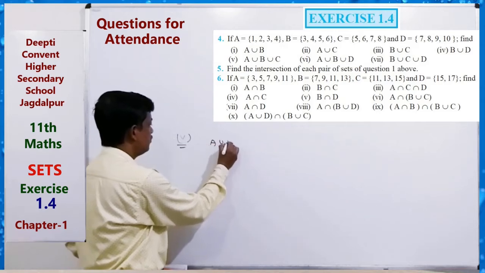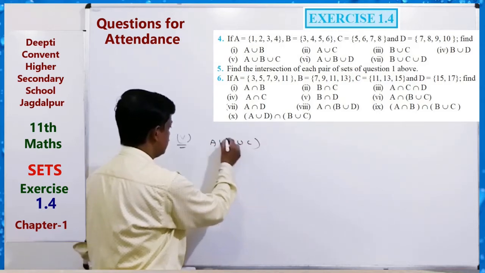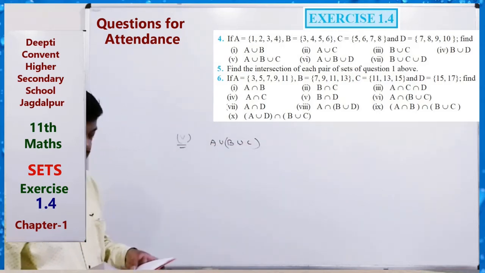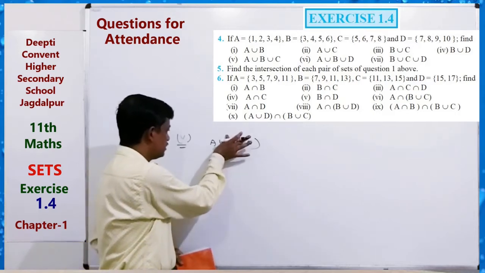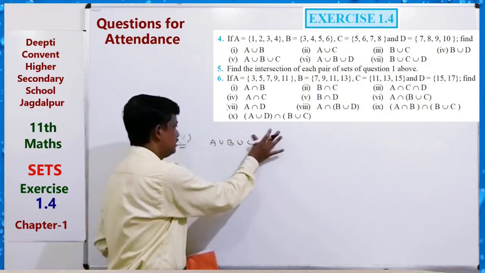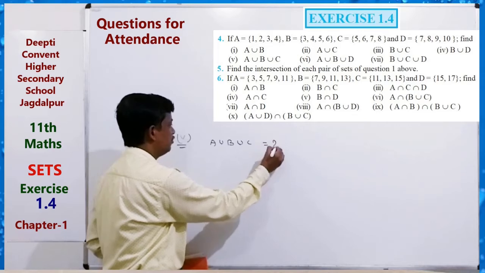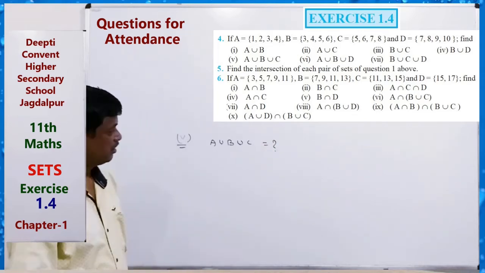A union B union C. Okay, we are writing like this: A union B union C. We have to find the value of this. So 3 sets are there.